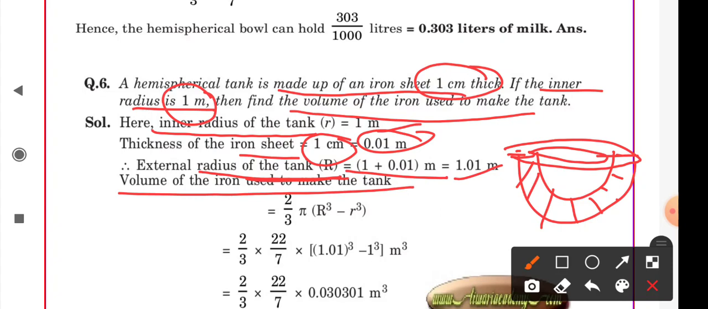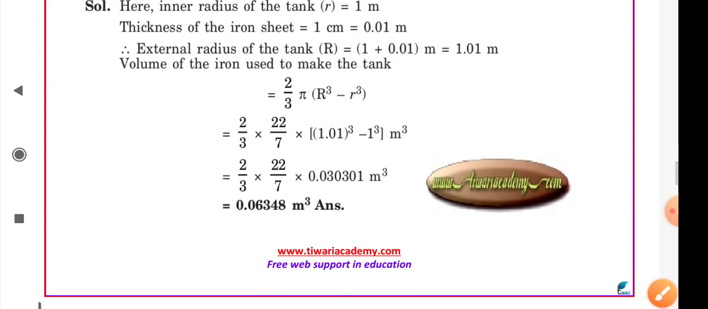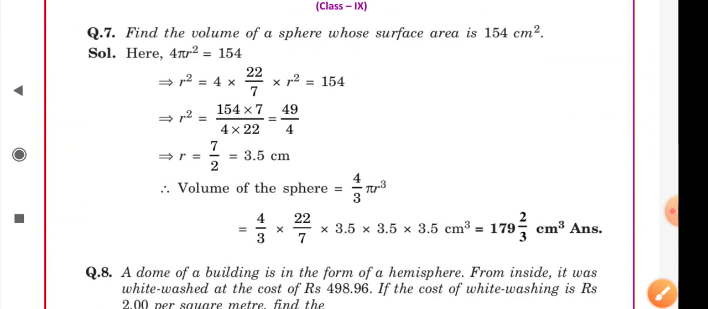Therefore the volume of iron used to make it will be 2 upon 3 pi R cube minus 2 upon 3 pi r cube. You will just take 2 upon 3 pi common, and you will substitute all the values, and you will get the answer of this question. This is this much. Now question number 7.